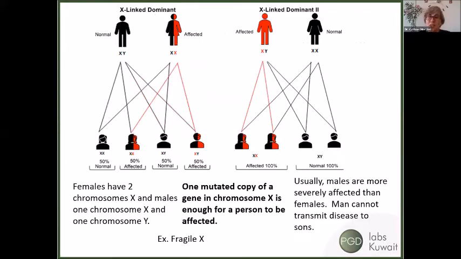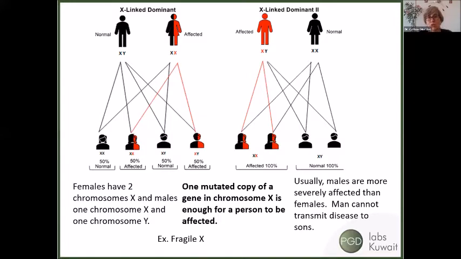There is a third pattern of inheritance for the genes that are located in the chromosome X. We call this type of inheritance X-linked inheritance. The chromosome X is a sex chromosome. Females have two chromosome X, while men have only one chromosome X and one chromosome Y. And the way these diseases are inherited is a little bit different from the other ones.